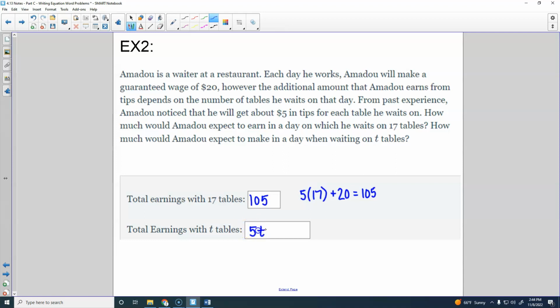Perfect. If you get this first part right, notice what you can really do. It was 17 tables, now it's T tables. You can basically just turn that 17 into a T, and it's going to give you your expression. It'd also be fine to do like 20 plus 5T here. That would be okay as well. Everybody okay here?